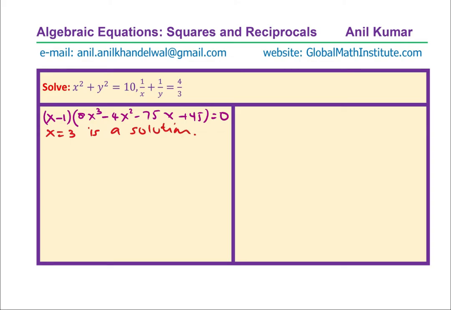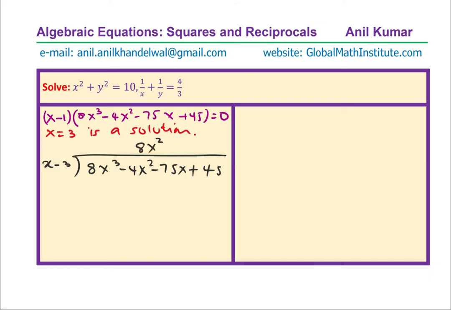So we can divide by x minus 3. Perform the long division on 8x cubed minus 4x squared minus 75x plus 45. X minus 3, 8 times x squared, and we get 8x cubed minus 8 times 3, 24x squared, and that gives me 20x squared minus 75x.